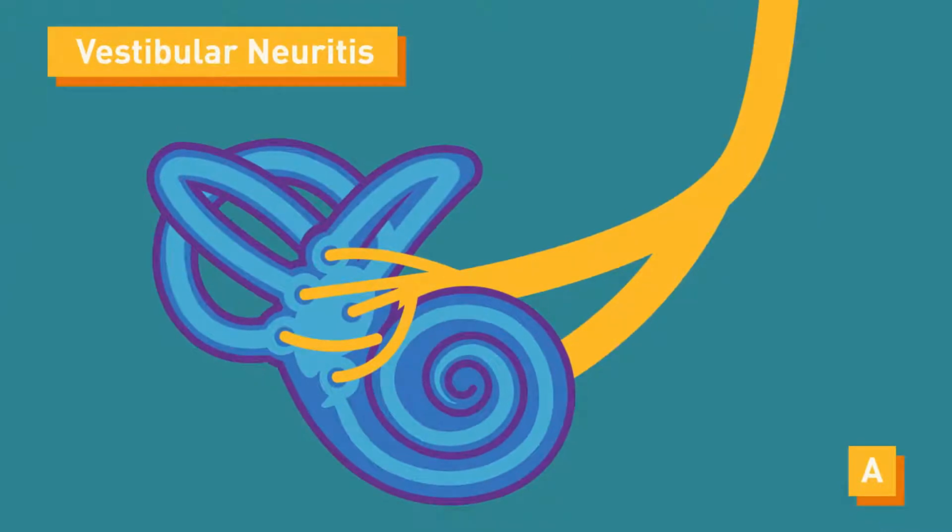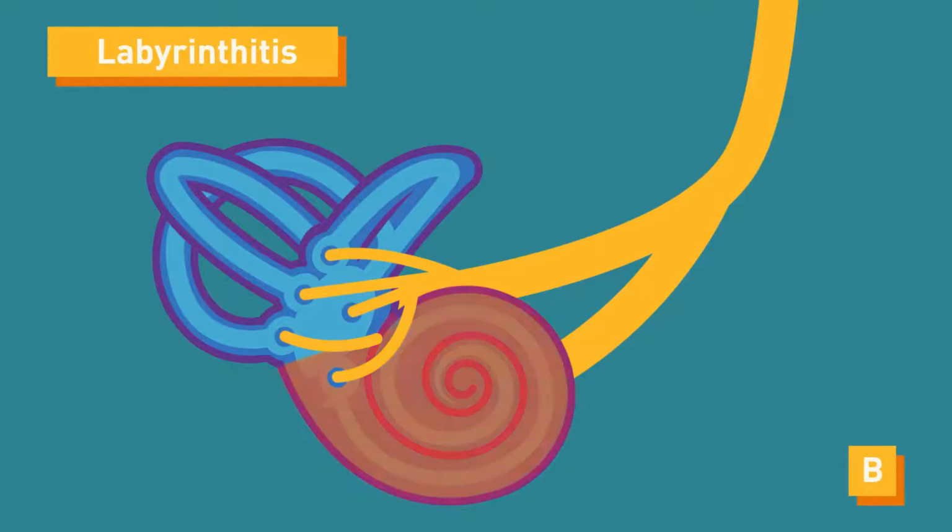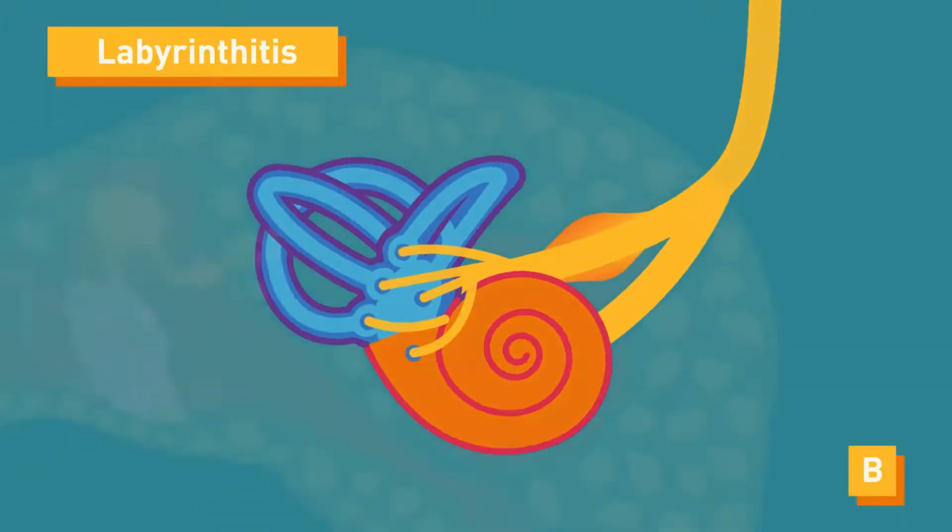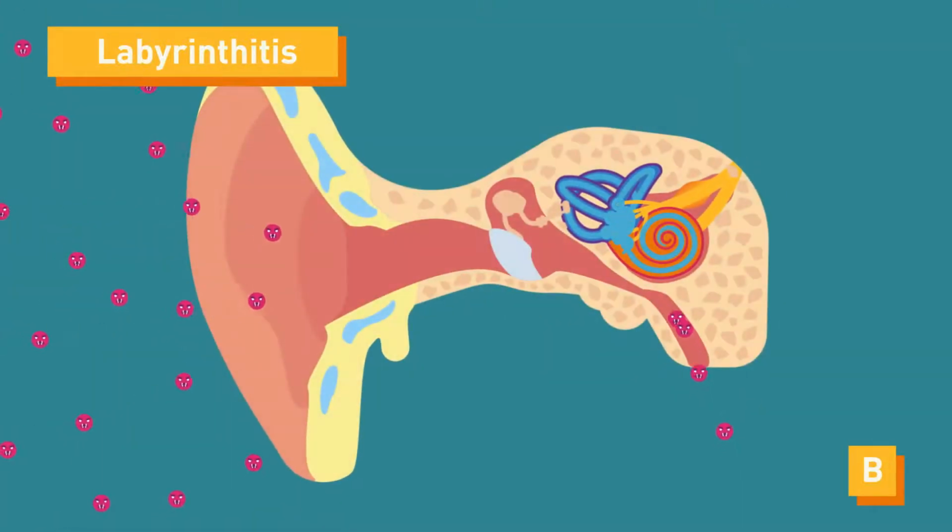neuritis, inflammation of the vestibular nerve, which is responsible for taking the nerve impulses from the semicircular canals in the inner ear to the brain. Labyrinthitis, inflammation of the labyrinth, which is also in the inner ear and most of the time may also involve the vestibular nerve. Both of these disorders are usually caused by a viral infection that may have reached the inner ear.